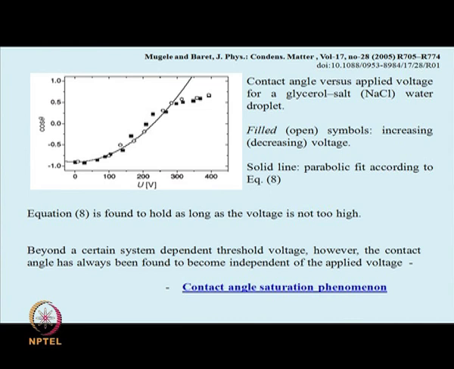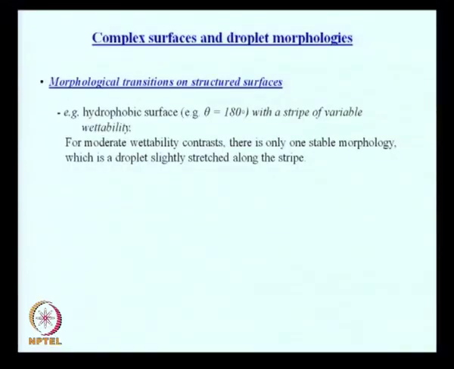So, therefore, it is common knowledge that you can never make a partially wetting droplet completely wetting. Before you do that, you are going to hit the phenomenon of contact angle saturation, and I must say at this point that the contact angle saturation phenomenon is still not well understood. So, with this background we are now going to start this class with complex surfaces and droplet morphologies, and how complex surfaces would give rise to motion in the droplet.